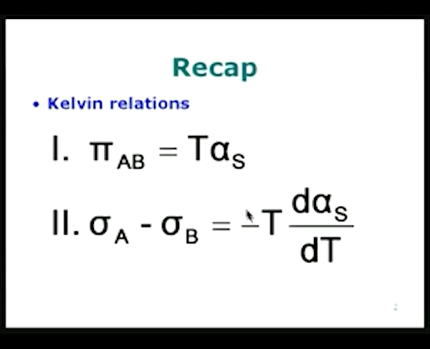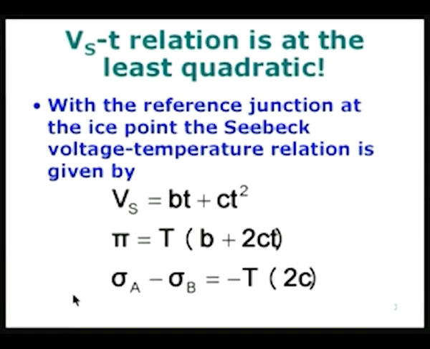Just remember that these were derived with the two junctions held at very close temperatures to each other. One of them was T, the other one is T plus dT. There was a small difference in temperature, and therefore these are differential in nature, and what we have is a relationship between alpha_S, the Seebeck coefficient, the pi, the Peltier coefficient, and the sigmas, which are the Thomson coefficients. So, if you look at this and look at what I am going to show in the next slide, I am expecting that there is a certain relationship between the Seebeck voltage and the temperature.